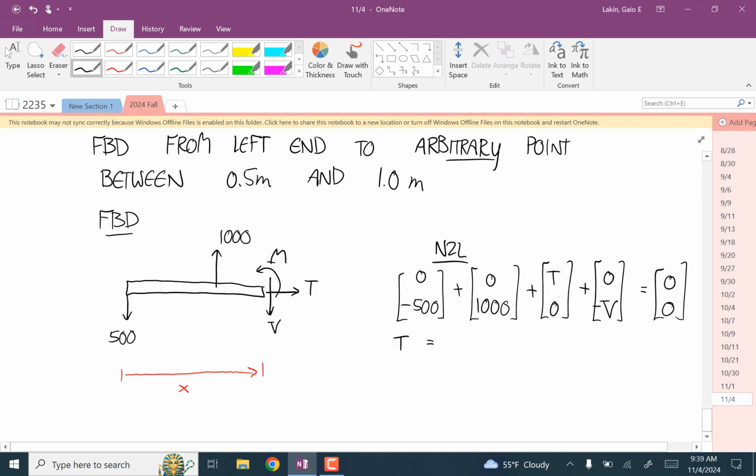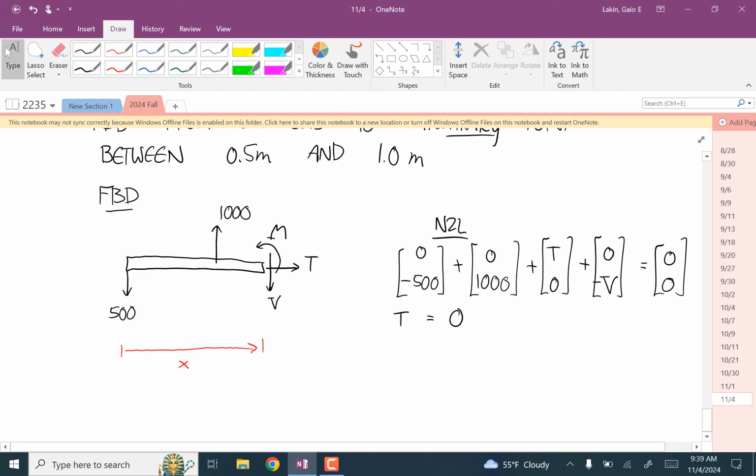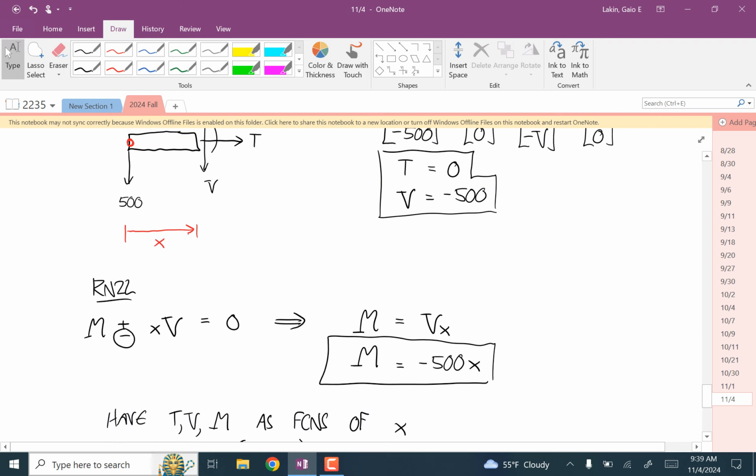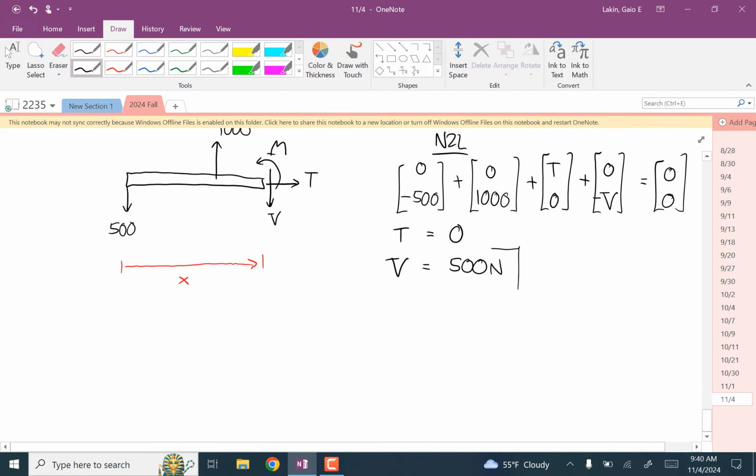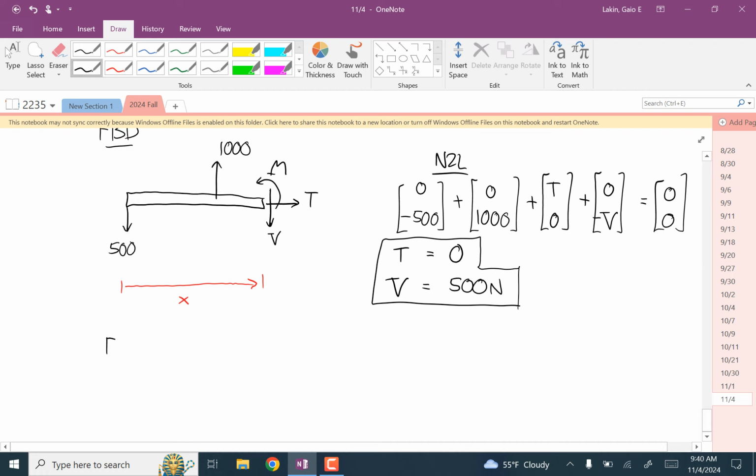And so the internal tension is still 0. The shear force is positive 500 newtons. For that last calculation, we got the shear force was negative 500 newtons. And now we'll go to the moment equation. And I'll put my about point all the way at the left again. Okay, so the 500 doesn't produce a moment.